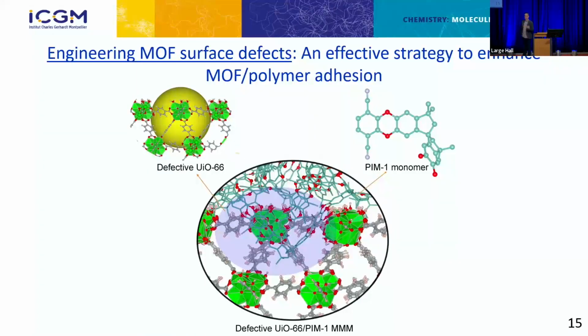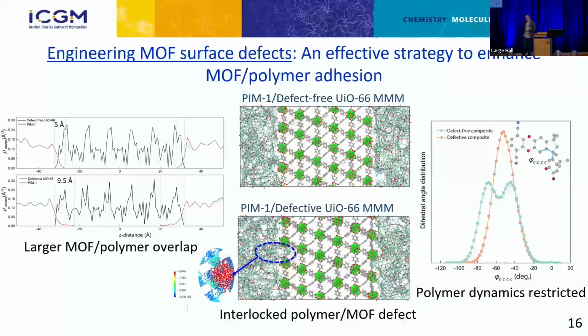Then we wanted to create either missing linker or missing cluster at the MOF surface and combine this defective MOF with the PIM1. And here is the result we found. Here we have the initial pristine UiO-66 without defects in our model, with an overlap region above 5 angstrom. When we include some defects at the MOF surface, you see clearly that you have an increase of the overlap between the MOF and the polymer, because then you have some pockets that you can see here. The polymer gets inside, and in that case, you increase the overlap.